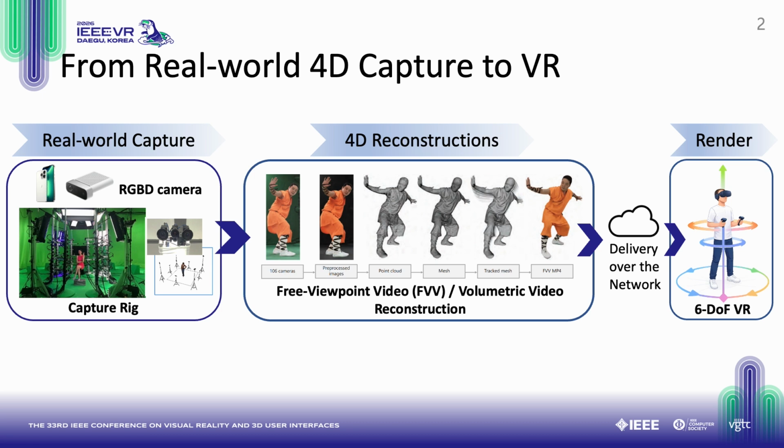First, we capture real-world scenes using RGB-D camera rigs. Then, we reconstruct these captures into 4D scenes, also known as free viewpoint or volumetric video. Finally, the reconstructed scenes are often streamed over the network and rendered to support 6DoF VR experiences.